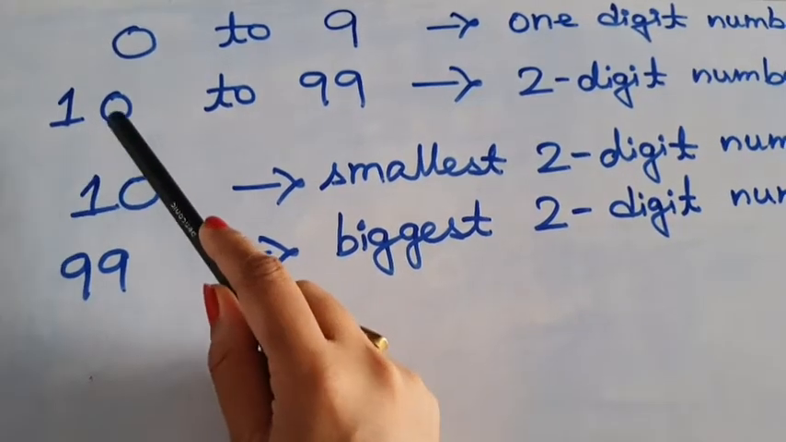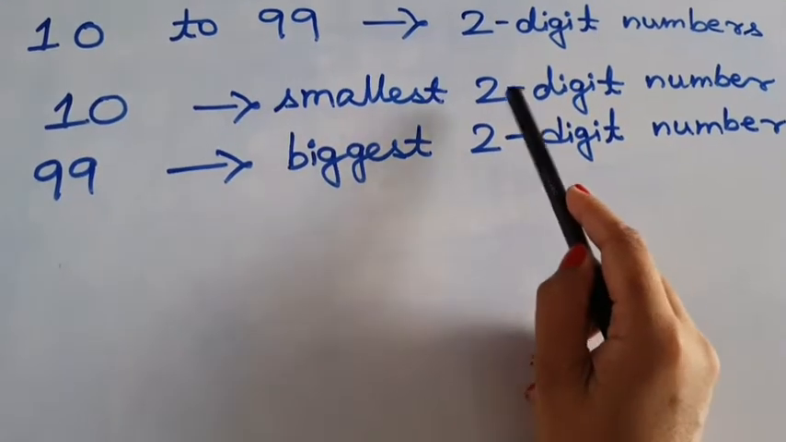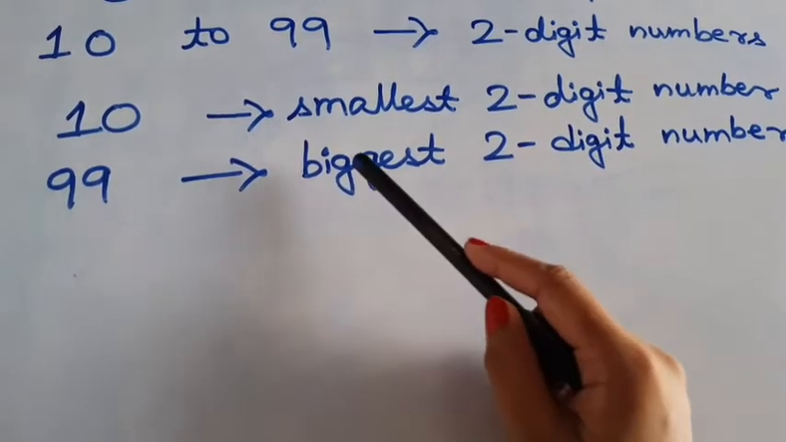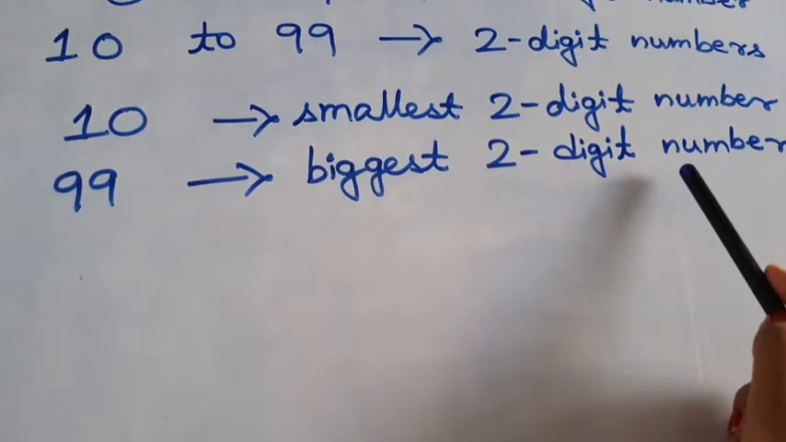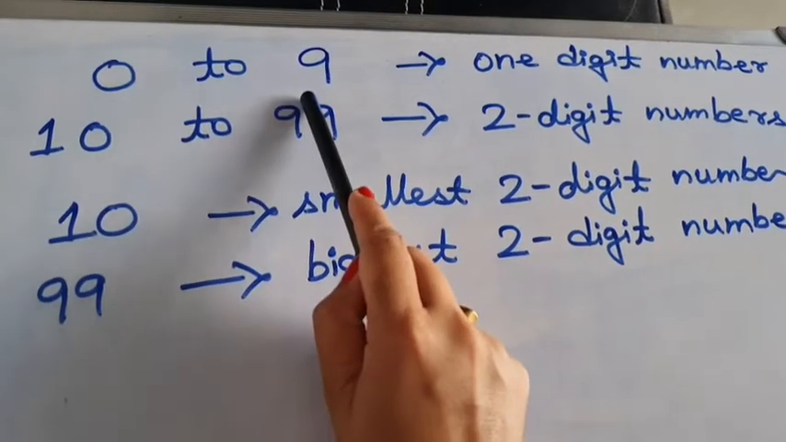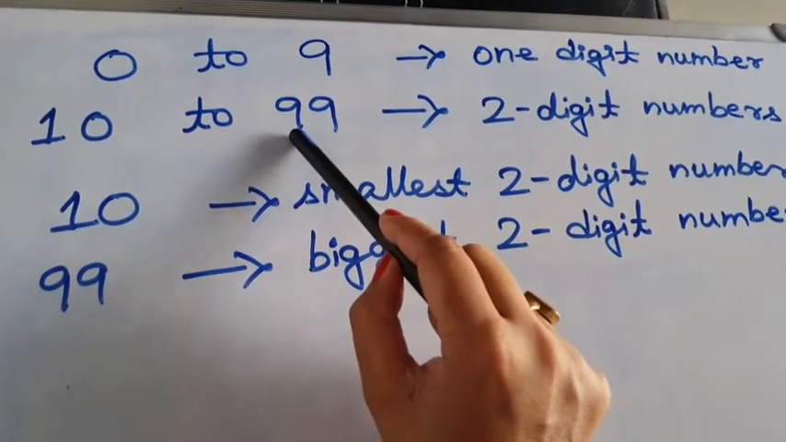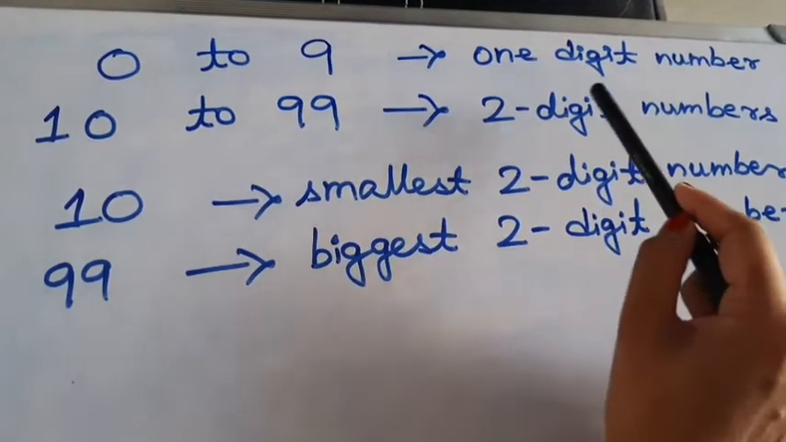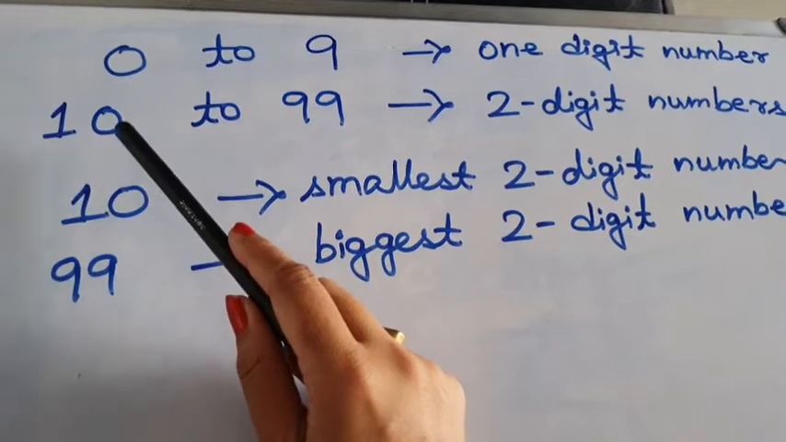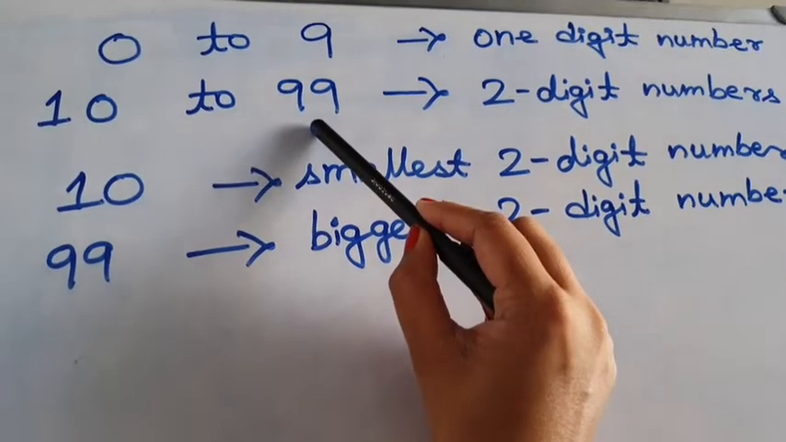10 is the smallest two digit number. And 99 is the biggest two digit number. See, from the beginning, 0 to 9, this is one digit number. And from 10 to 99, this is two digit number. So 10 is the smallest two digit number and 99 is the biggest two digit number.